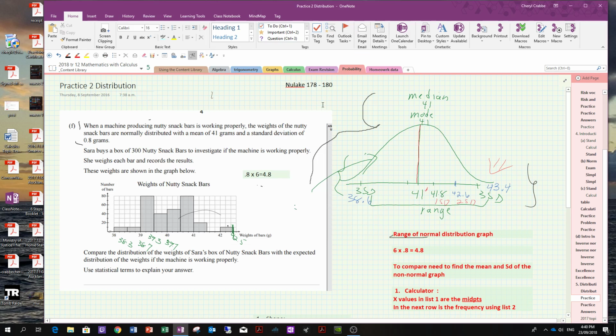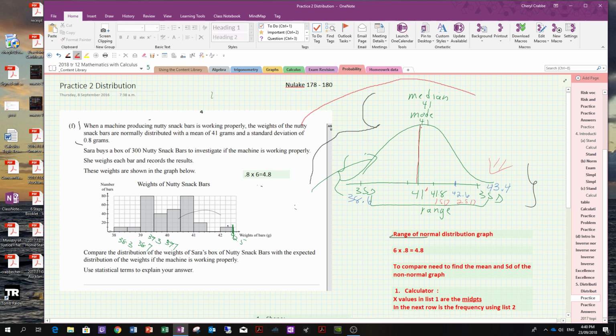Okay, we're going to take a look at a question where we compare distributions. We talk about the shape, we talk about the centers, and we talk about the spread. So we've got a situation here where we've got a machine that's producing normally distributed snack bars with a mean of 41 and a standard deviation of 0.8. So basically that graph looks like this graph over here, right?